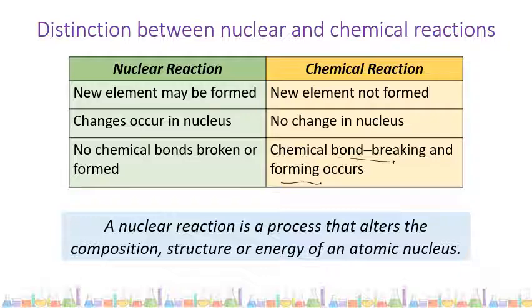Nuclear reactions, however, a new element may be formed. Any change that's occurring is occurring in the nucleus, and for that reason, there's no change to any bonds. There's no bond breaking or bond forming. Nuclear reaction is a process that alters the composition or structure or energy of an atomic nucleus. When we're talking about composition or structure of the nucleus, we are talking about alpha and beta particles. When we're talking about the change of energy in the nucleus, we're talking about gamma particles.